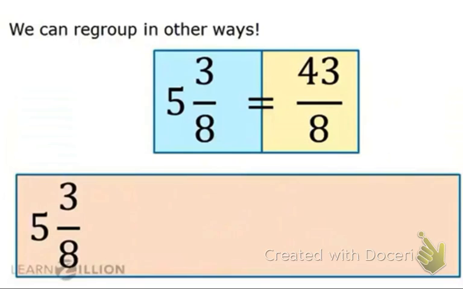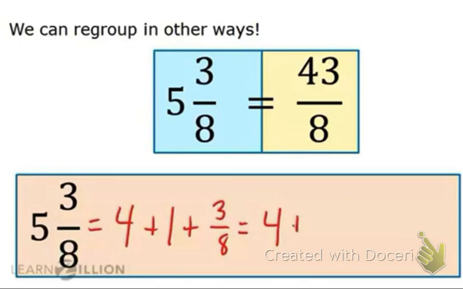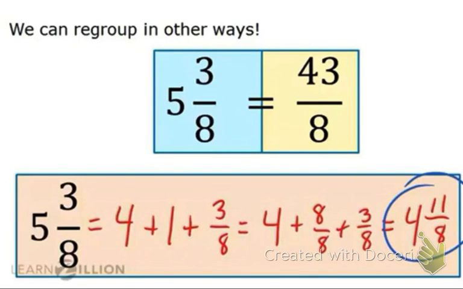I'm going to explain the idea of subtracting mixed fractions with regrouping by first demonstrating that we can regroup in other ways. If we simply split 5 and 3/8 into 4 plus 1 plus 3/8, we can then regroup the 1 as 8/8. This creates 4 plus 8/8 plus 3/8. Altogether, this creates 4 and 11/8. We'll return to this 4 and 11/8 later, but first, let's look at a common denominator example.